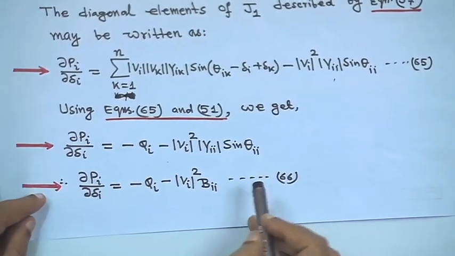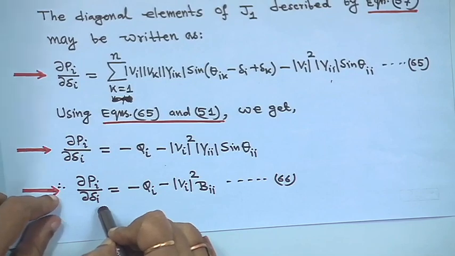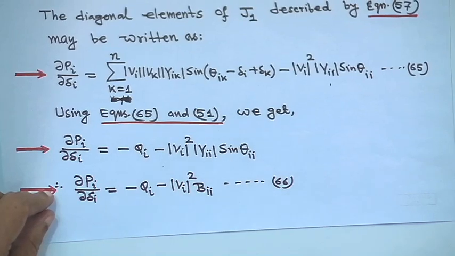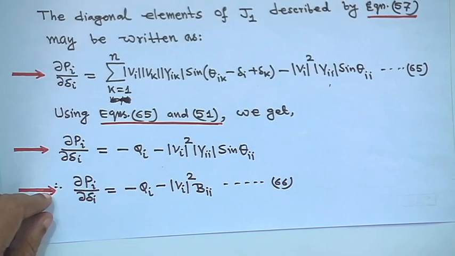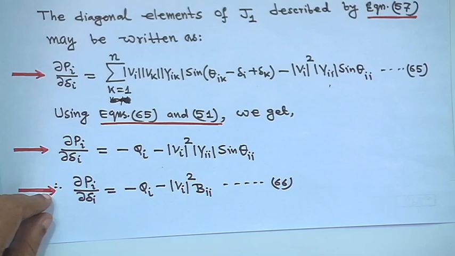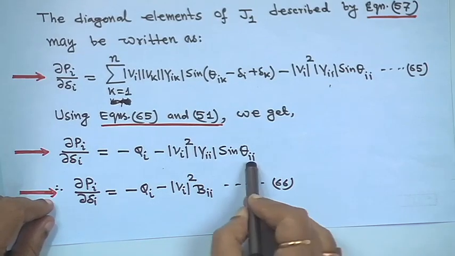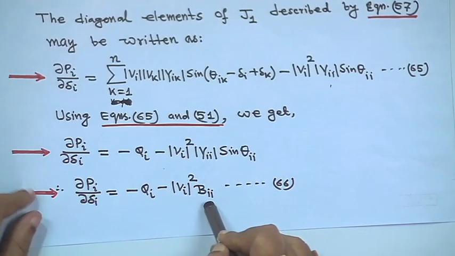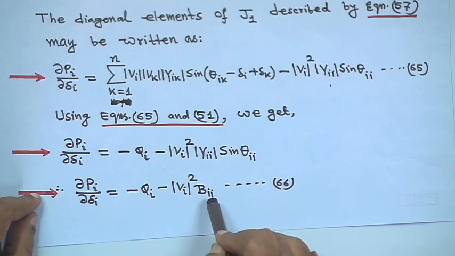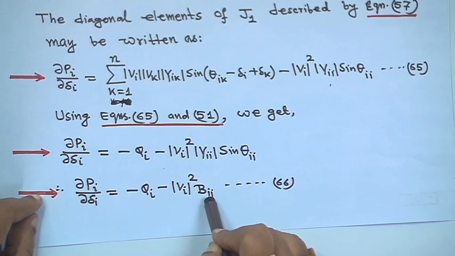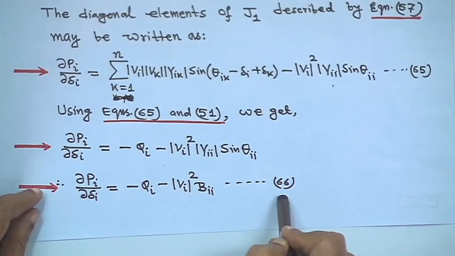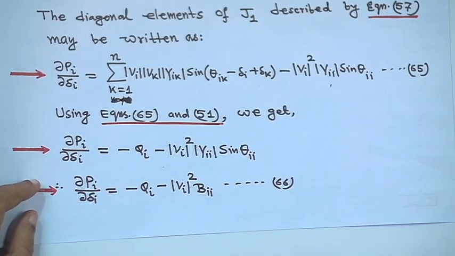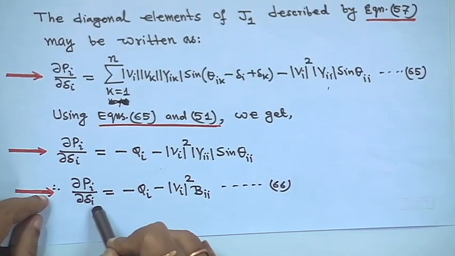Next, delta Pi upon delta I is then equal to minus Q I minus V I square b I, and y I sin theta I is equal to b I, because we have taken the convention that y is equal to g plus j b. So y sin theta I magnitude is equal to b I. This is actually the susceptance, b I. This is equation 66. So this is minus Q I minus V I square b I. This is delta Pi upon delta I.